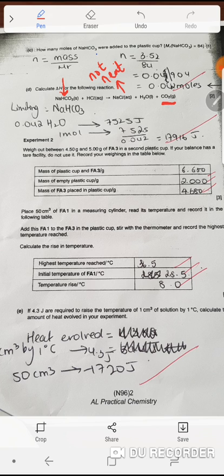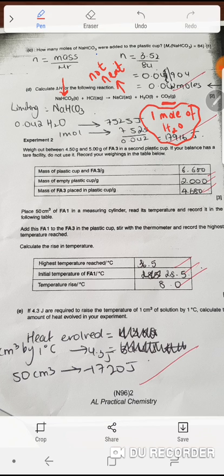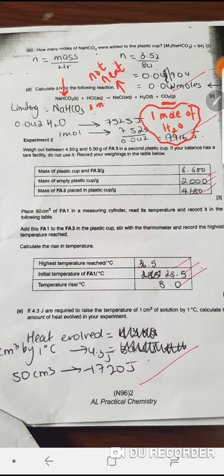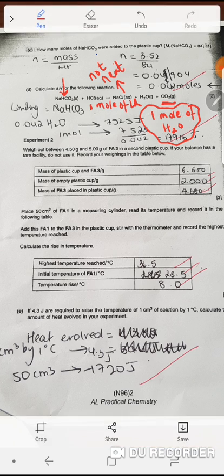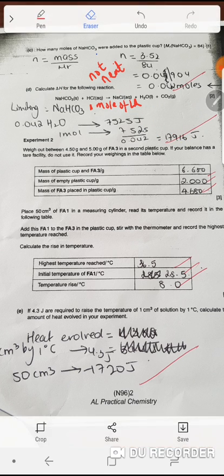So if it is not referred to as neutralization, you should not calculate for 1 mole of water. This calculation for 1 mole of water is only for neutralization. This is not a neutralization. So what do we do in that case? We calculate for 1 mole of limiting reagent. Right? Calculate every time for 1 mole of limiting reagent. So 1 mole of water should not be the case because it is not a neutralization.